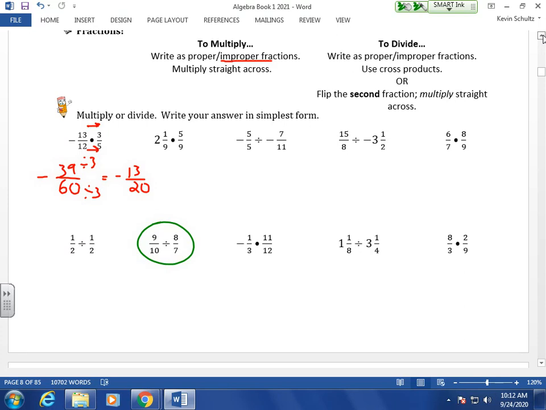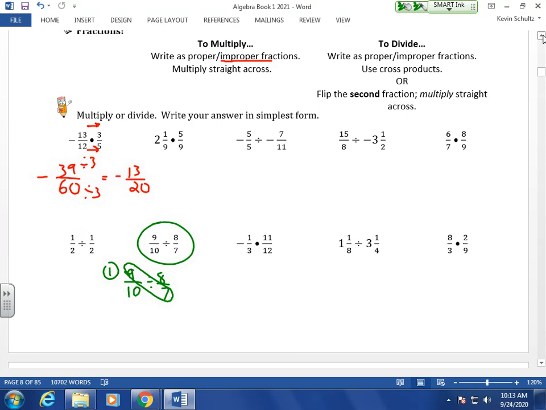Right. So one method is using cross products, which says that we are going to multiply in a cross-like fashion. We're going to take the numerator of one, multiply it by the denominator of the other. 9 times 7 is 63. Here's where I always got messed up growing up as a kid. Where does that 63 go in our quotient answer?